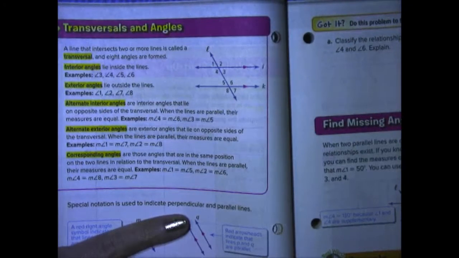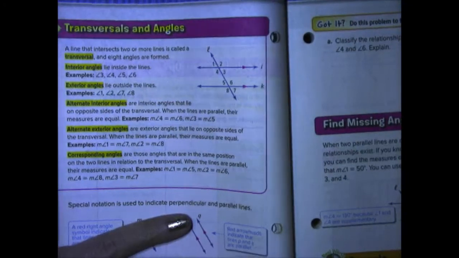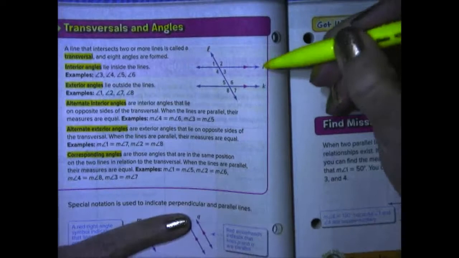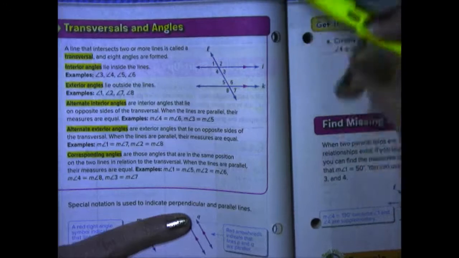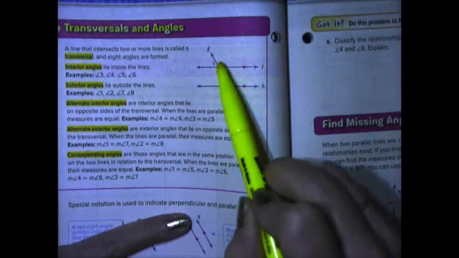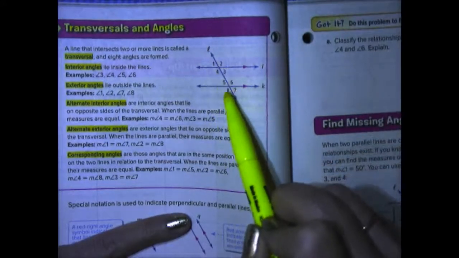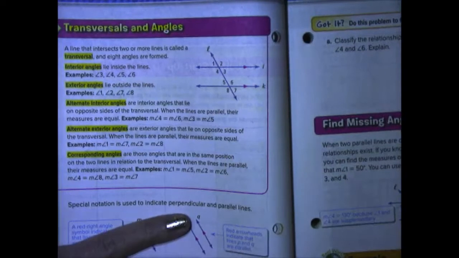So a line that intersects two or more lines is called a transversal. And when you have two lines, such as line I and K, and they are intersected by transversal line L, you have 8 angles that are formed. Here you can see them: 1, 2, 3, 4, 5, 6, 7, 8. Now sometimes they'll be numbered like this, sometimes they'll be numbered differently, sometimes they'll be designated with letters. So they're always going to be different. So you can't actually memorize the numbers, but you do have to learn the vocabulary.